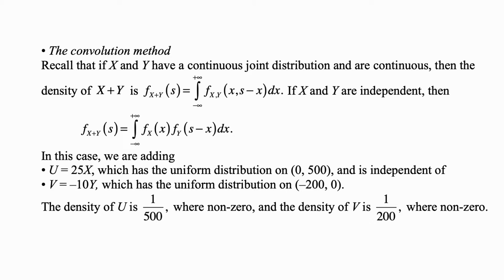In this case, we are adding u equal to 25x, which has the uniform distribution on 0 to 500, and is independent of w equal to minus 10y, which has the uniform distribution on minus 200, 0. The density of u is 1 over 500, where non-zero, and the density of w is 1 over 200, where non-zero. So these are the two random variables whose sum we are considering. We're taking u plus w, and we will try to find the density of u plus w from the principles of taking the convolution of their distributions.